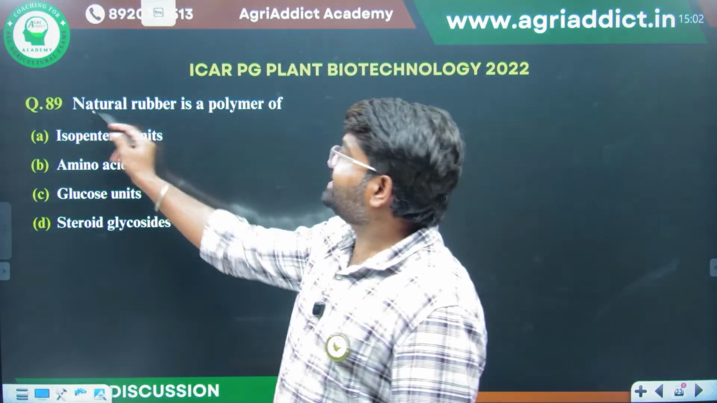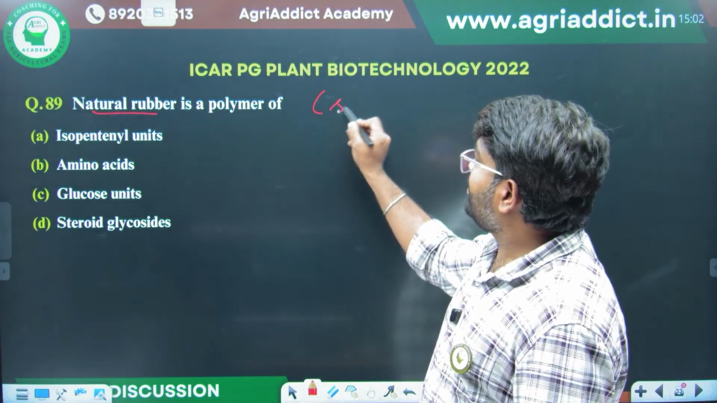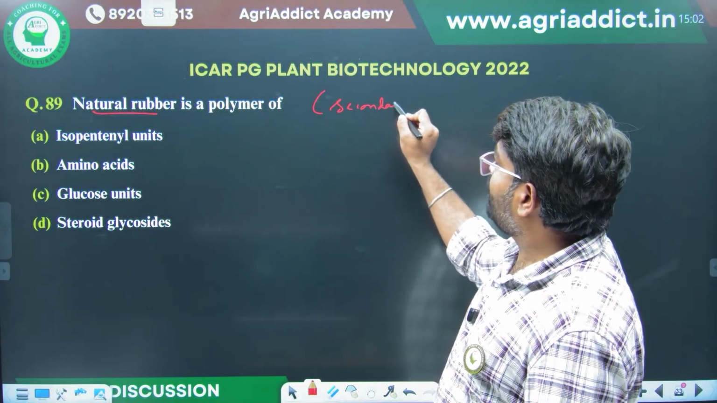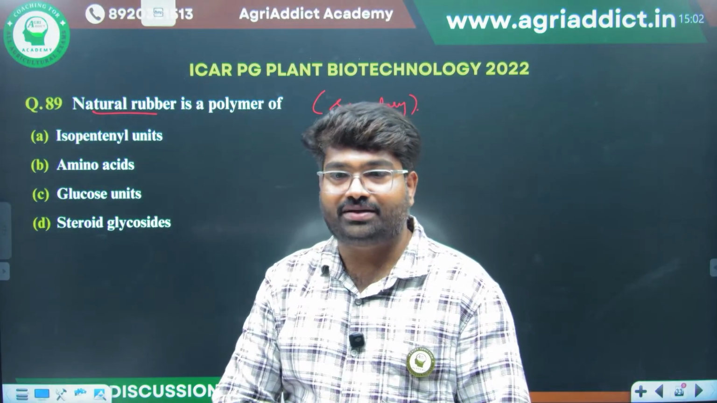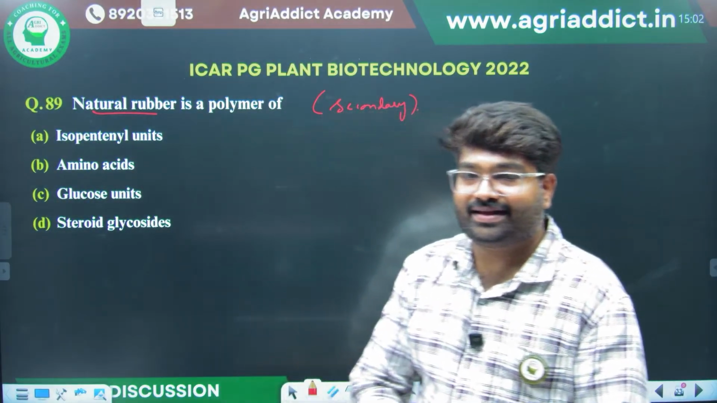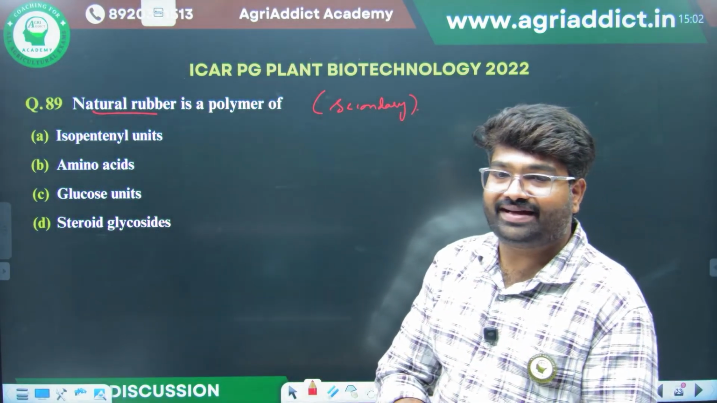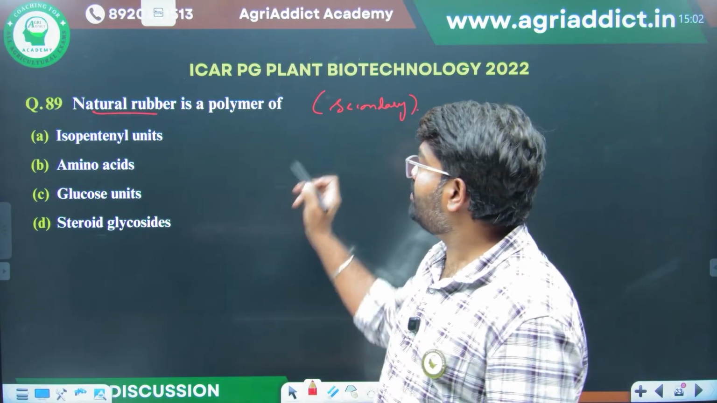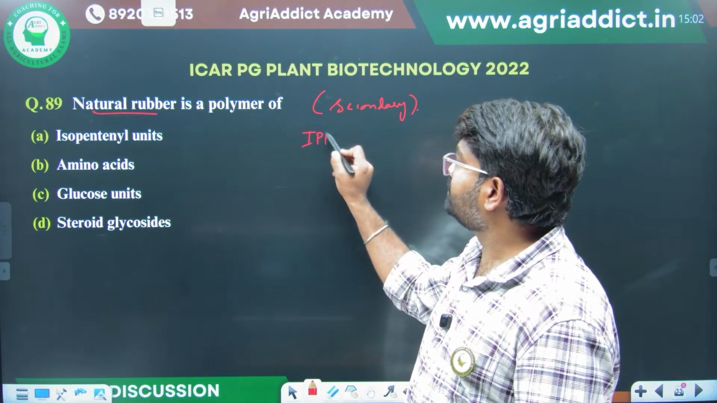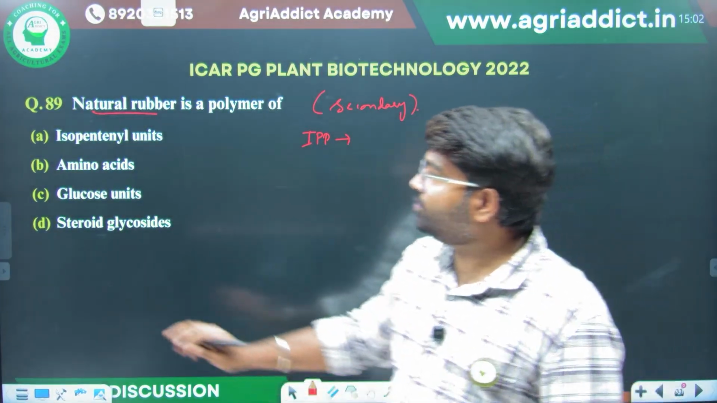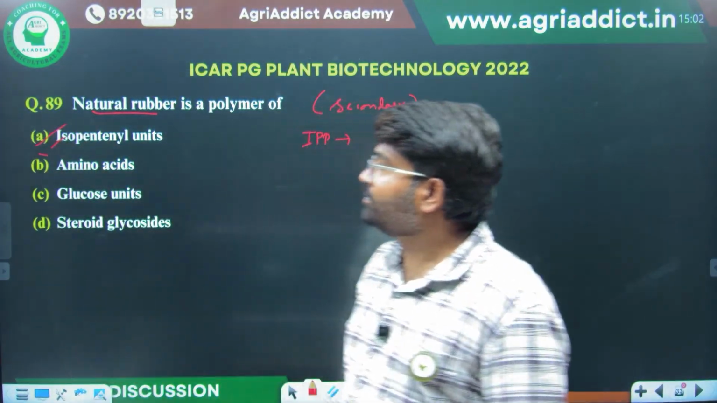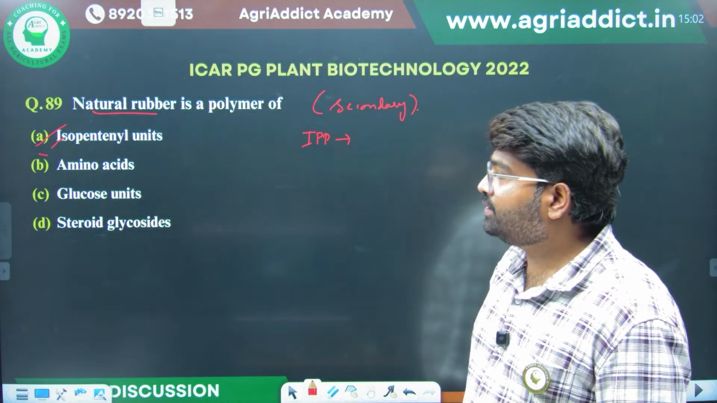Natural rubber is a what? It is from secondary metabolites. For the last 4 years, they are asking only one secondary metabolite question. But secondary metabolites is one of the important topics. Here they are asking, natural rubber is a polymer of what? It's a polymer of isopentenyl pyrophosphate. Yes, very good. It's an isopentenyl unit. Polymer of isopentenyl unit. Okay.